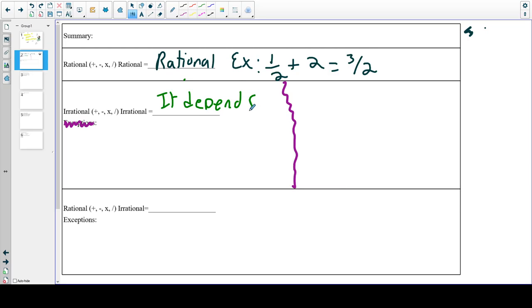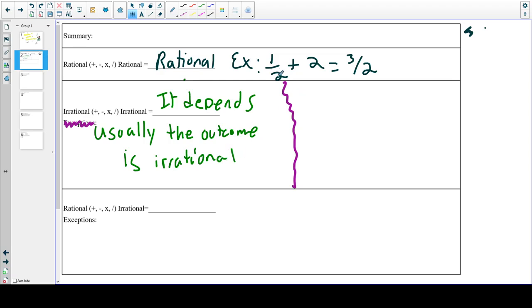It depends. Okay. Usually, the outcome is irrational. However, there are some exceptions. Okay, so exceptions, I can't spell.